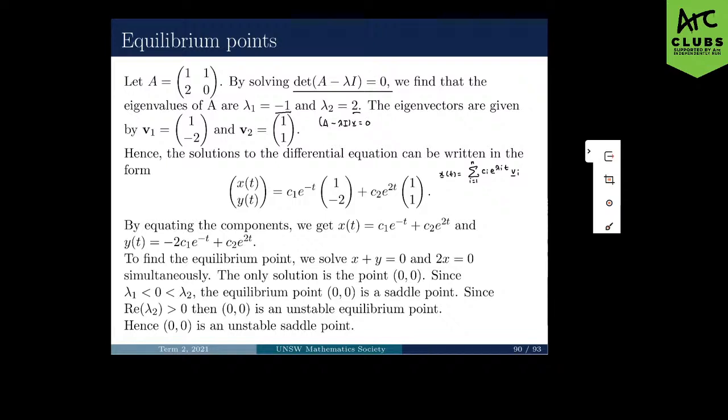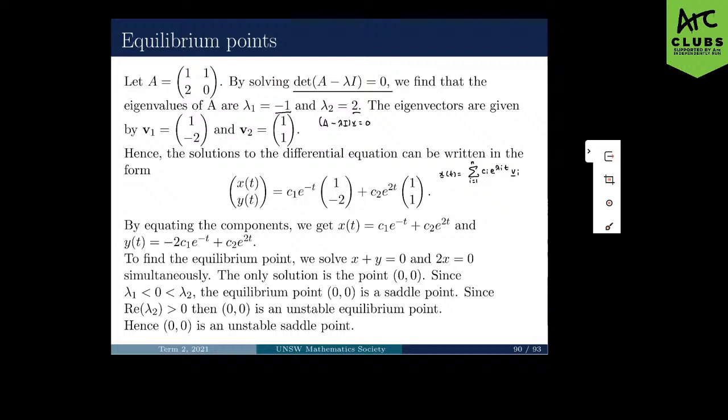And yeah, so when we write it in this form, we can equate the components x(t) and y(t), and we get that x(t) is equal to c1 times e to the power of minus t plus c2 times e to the power of 2t, and y(t) is equal to minus 2 c1 times e to the power of minus t plus c2 times e to the power of 2t. Yeah, so that's just by equating the components.